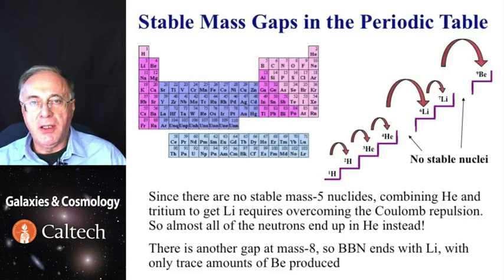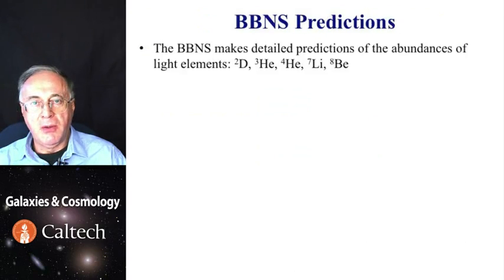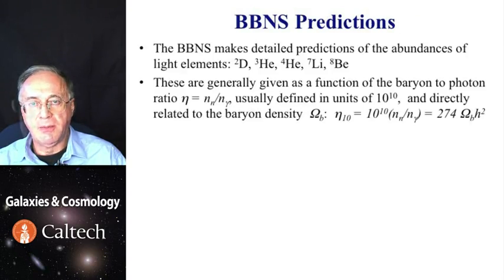Obviously, the heavier nuclei have higher charges, and there is a higher Coulomb barrier to be overcome. So after helium, there is a big gap going to lithium, and then also another one going to boron, which is what limits the abundance of those elements. The Big Bang nucleosynthesis predicts abundances of light nuclei.